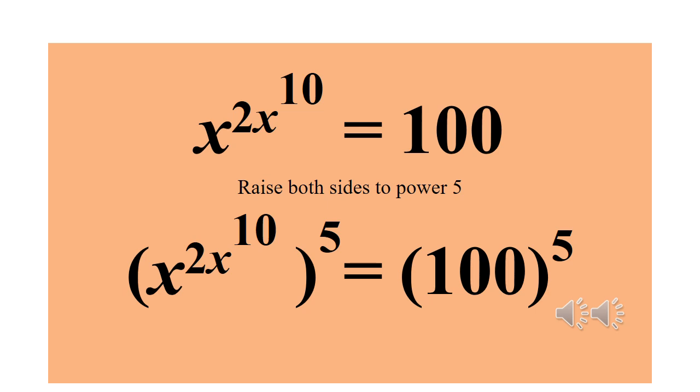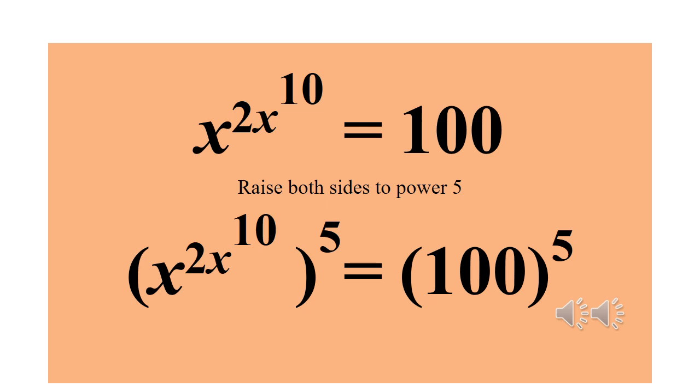So from here now, the first thing we are going to do is to raise both sides to power 5. So it follows that we have x raised to power 2, x raised to power 10, in brackets raised to power 5, equals 100 in brackets raised to power 5, or 100 raised to power 5. If you raise both sides to power 5, that's what we have.